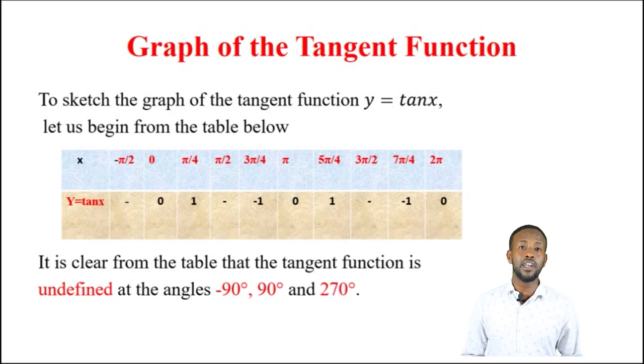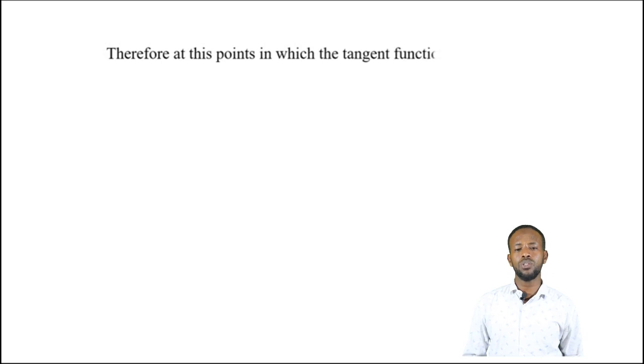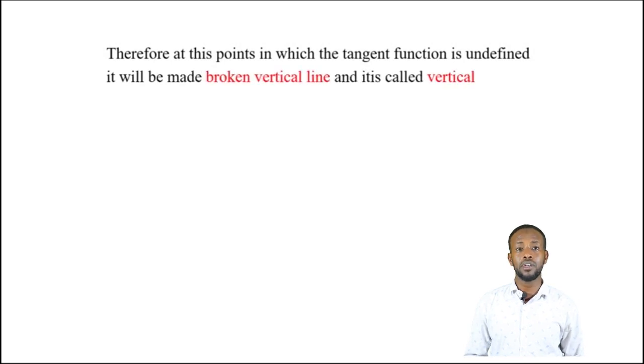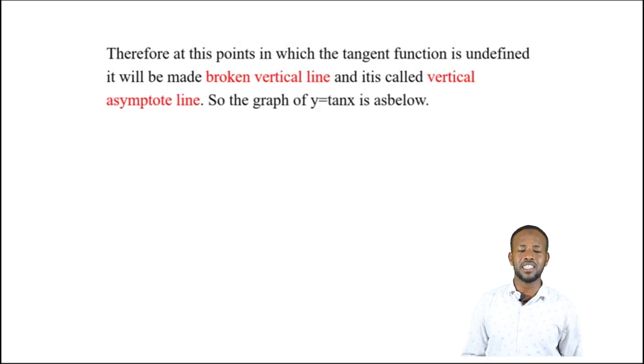So the function is undefined in where? At negative 90 degrees, positive 90 degrees, 270 degrees. In these places, it is what? Undefined, isn't it? So in here, the graph at this point is where the tangent function is undefined. It will be made a broken vertical line, not a straight line, a broken vertical line. And it is called what? Vertical asymptote line. So the graph of y equals tan x is as below.